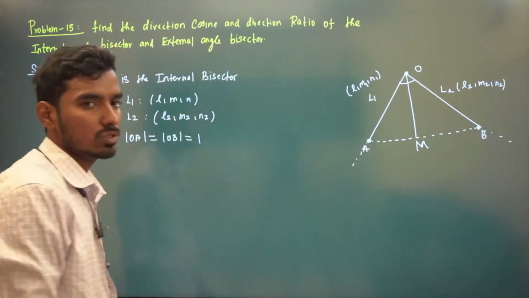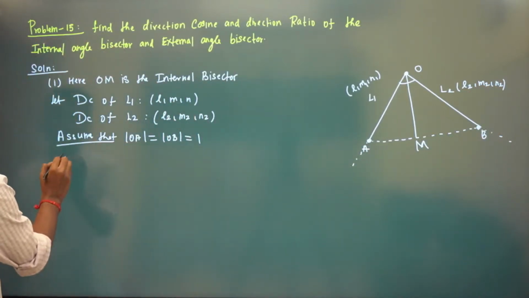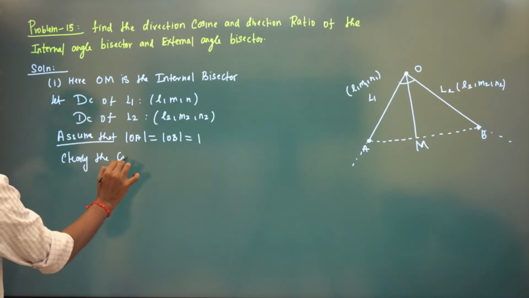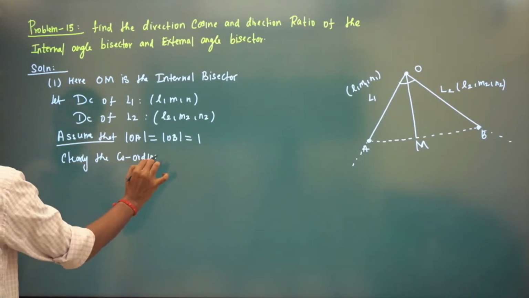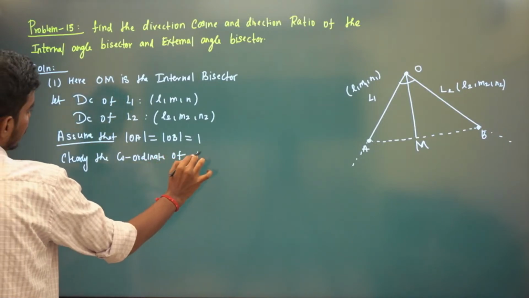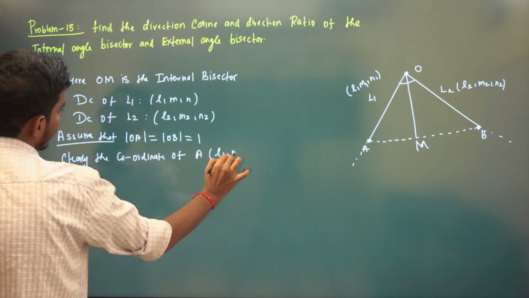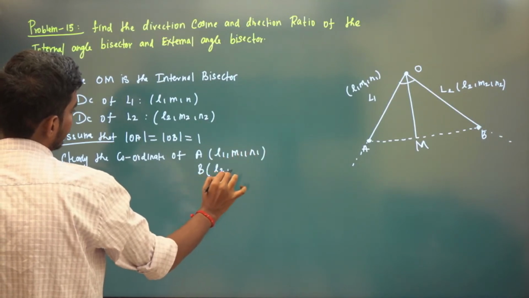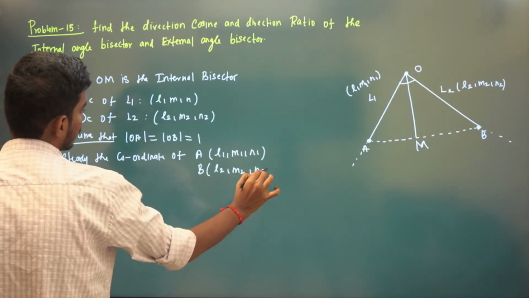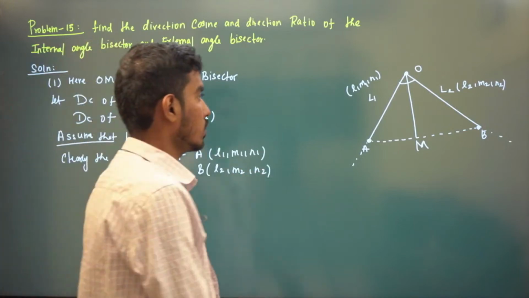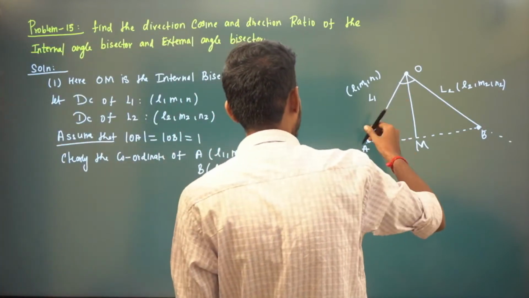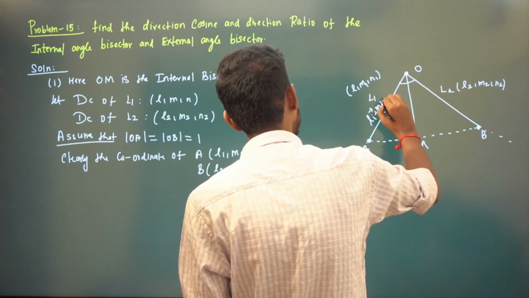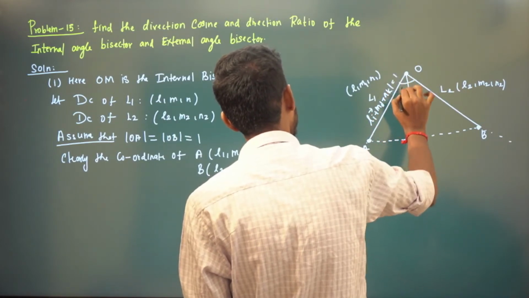What can you say about the coordinates of A and B? Clearly, the coordinate of A is L1, M1, N1, and B is L2, M2, N2. Why? Because we know this is a unit vector. Li plus Mj plus Nk is a unit vector.